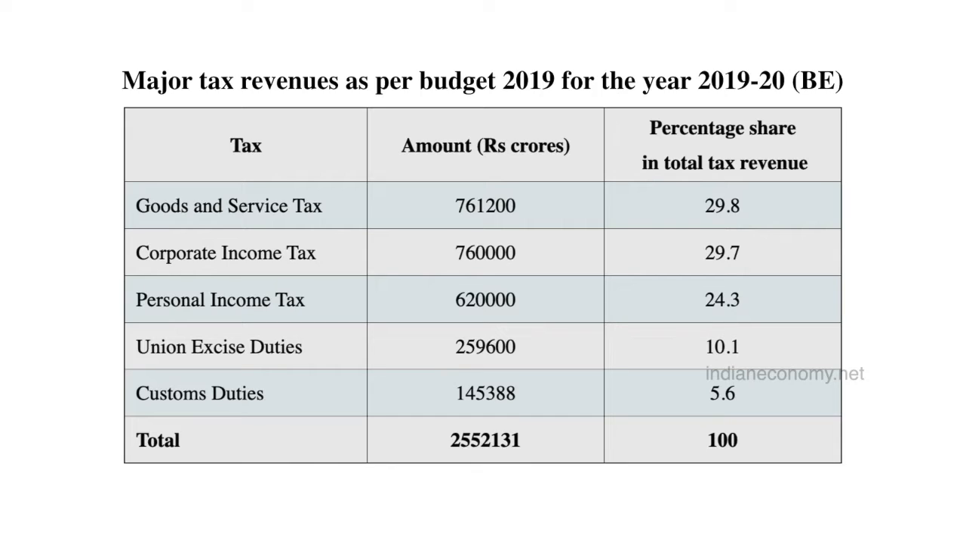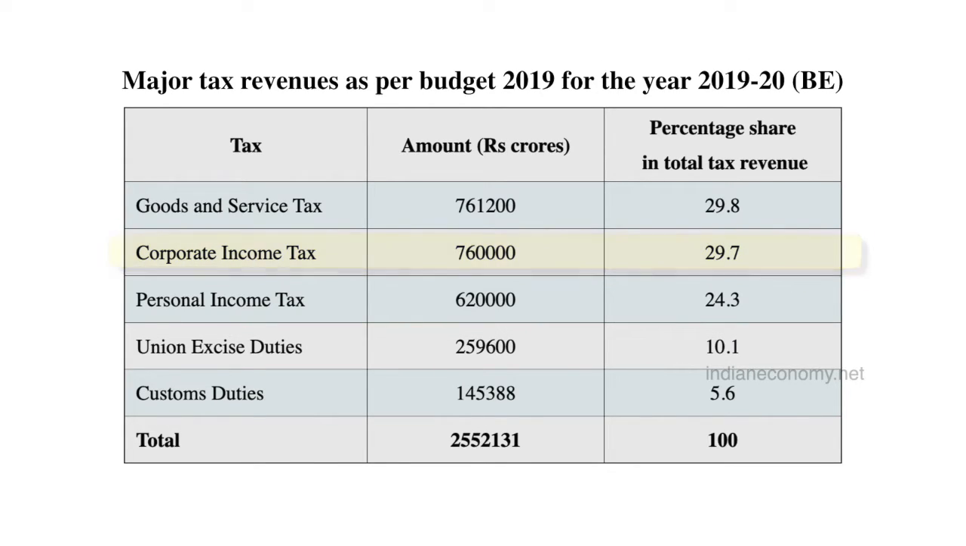Okay, and the first one is the goods and service tax. Understandably, the contribution of goods and service tax for 2019-20 under the 2019 budget is 7,61,200 crores rupees, and its contribution is around 29.8 or 30% of the government's total tax receipts. And the second tax revenue for the center for 2019 will be the corporate income tax. And the contribution of corporate income tax is estimated to be around 7,60,000 crores rupees.